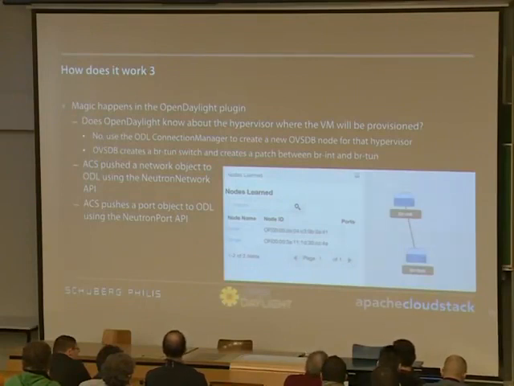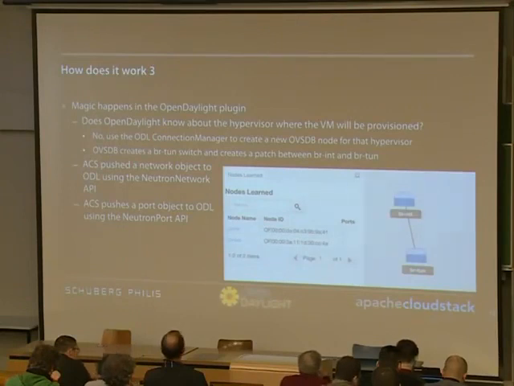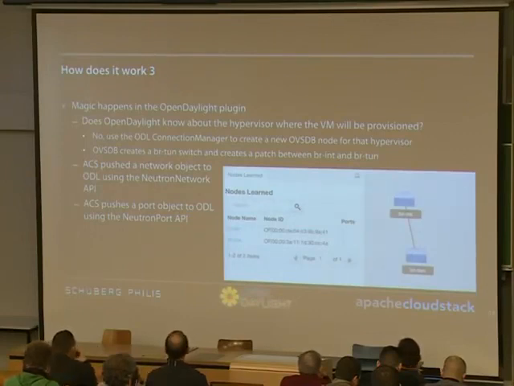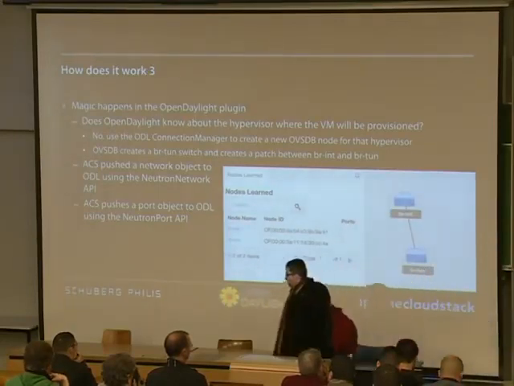We decided for this first version to go for a really easy way of doing it. Just when you boot a virtual machine, it knows where the virtual machine is going to be provisioned, and when the virtual machine is provisioned, it knows to push that particular configuration to the hypervisor. So when the first virtual machine is provisioned, it sends a call to OpenDaylight saying, okay, I've got a new hypervisor, can you connect it?